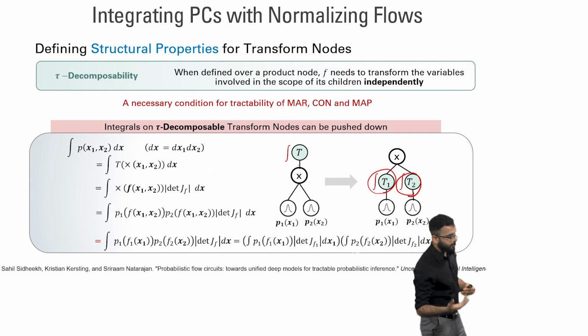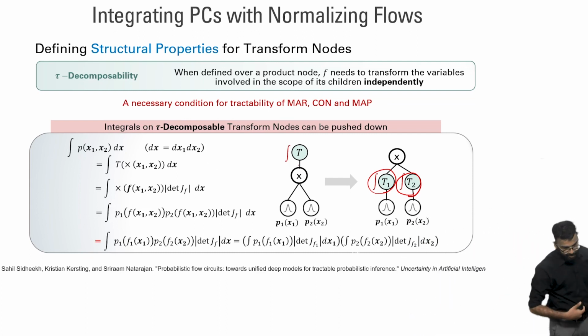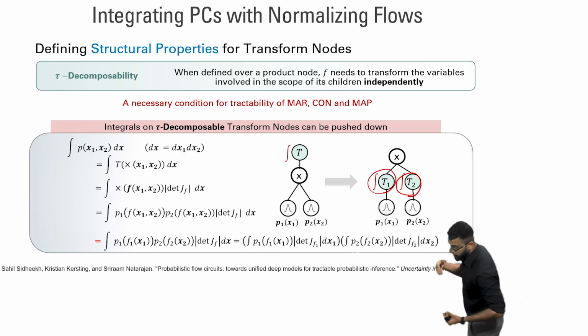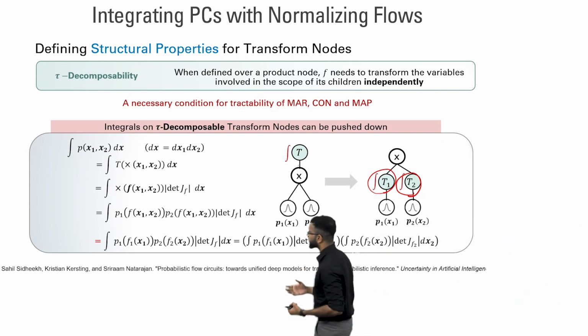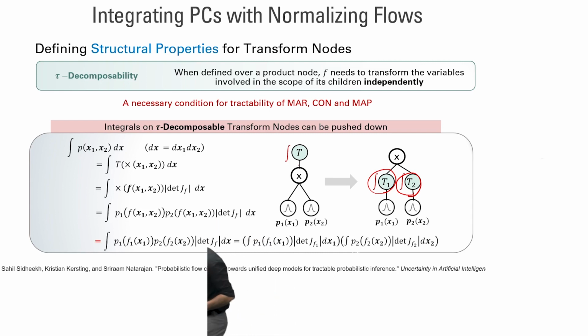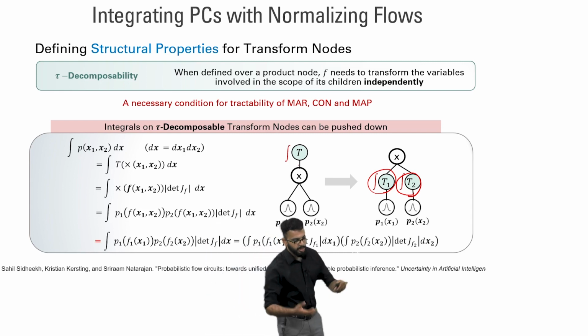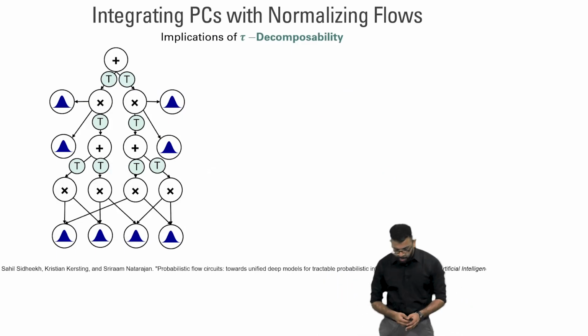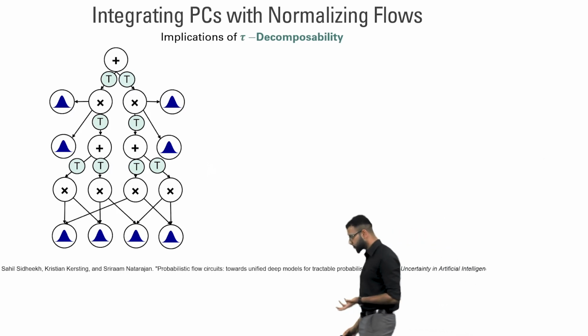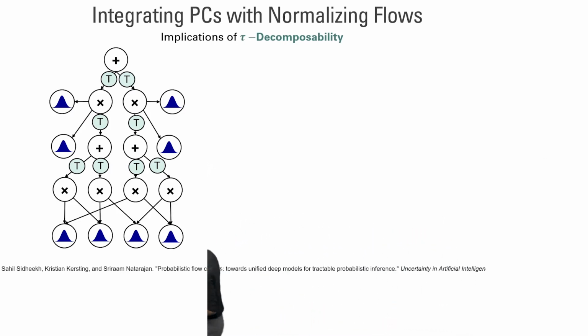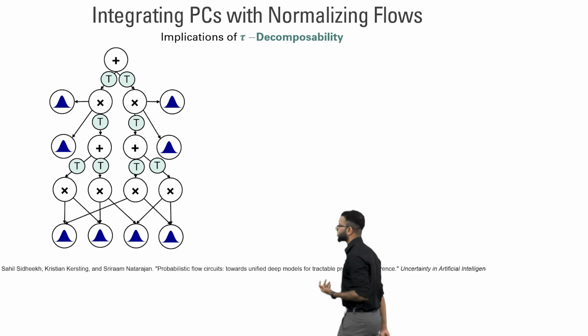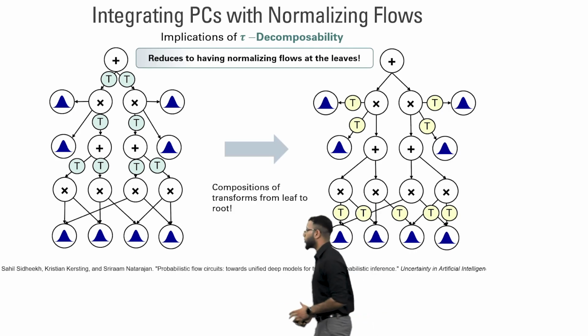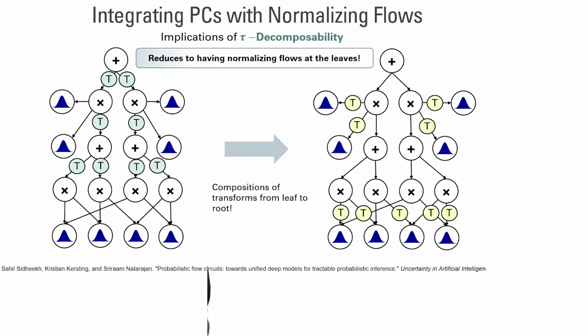And we are asking, if you have a transform node, can you still push things down and make things tractable? It turns out that if your transform node satisfies this property of tau decomposability, then you can not just push the integral, but you have to push the integral together with the transform node itself from a node to its children. So if you have a probabilistic circuit in which you also have transformation nodes, or normalizing flows, introduced in between, and you ensure that these transformations are tau decomposable, then you will end up pushing each of these transformations from a node to its children until you reach the leaves.